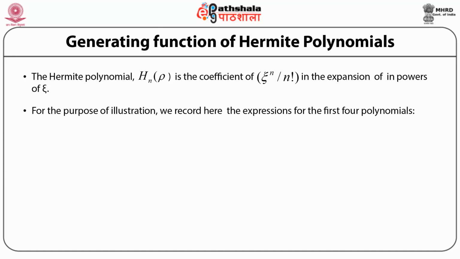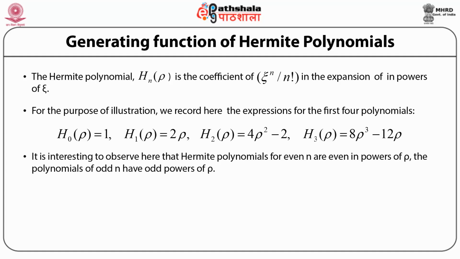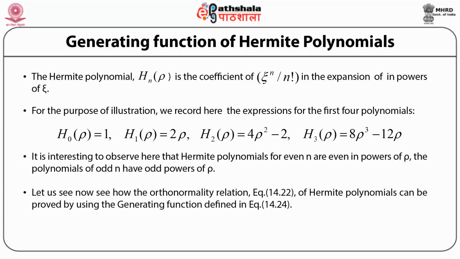For the purpose of illustration, we record here the expressions for the first four polynomials: H0(rho) is equal to 1, H1(rho) is equal to 2 rho, H2(rho) is equal to 4 rho square minus 2, H3(rho) is equal to 8 rho cube minus 12 rho. It is interesting to observe here that Hermite polynomials for even n are even in powers of rho. The polynomials of odd n have odd powers of rho. Let us see how the orthonormality relation, that is equation 22, of Hermite polynomials can be proved by using the generating function defined in equation 24.